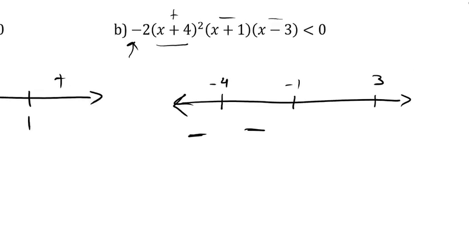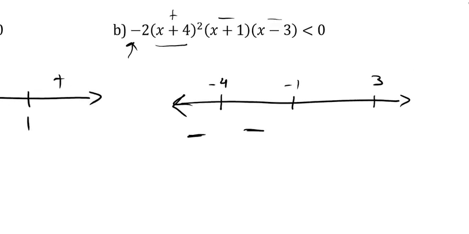Okay, next one, we'll use 0. So that gives me positive, positive, negative, negative. So this one is going to be positive. And then if I pick a big number like 10, I get a positive, and a positive with one negative. So that interval over there is negative.